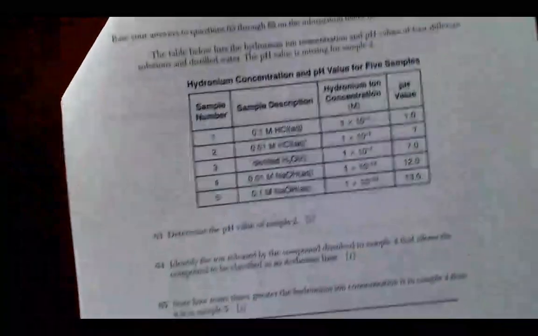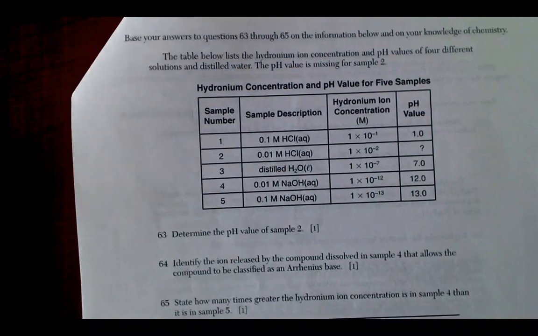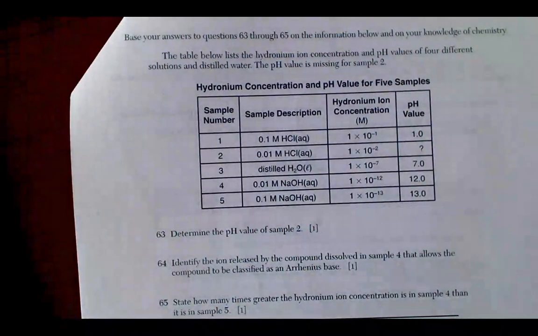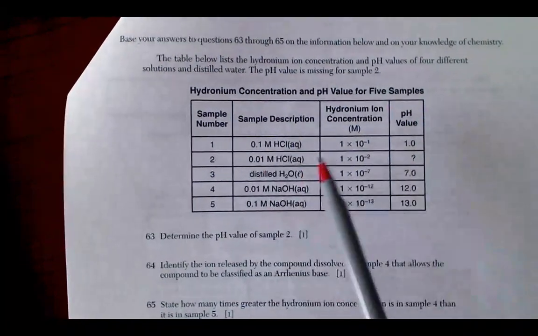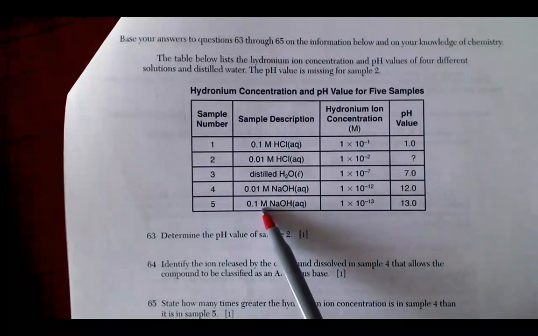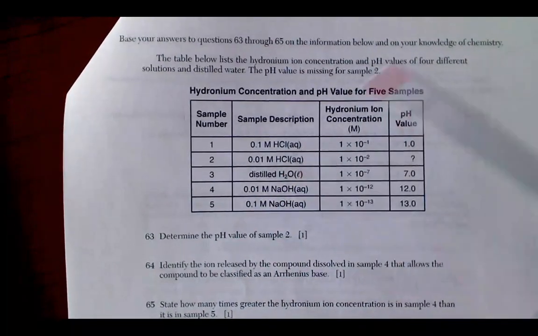Okay, this one we have to use a couple little tricks, little time saver things here. It's going to look tougher than it actually is. The table below lists hydronium ion concentration and pH values of 4 different solutions and distilled water. So another acid-base related question. The pH value is missing for sample 2. So we've got here 5 samples of stuff. It tells you what the samples are. There are different concentrations of HCl and of NaOH, much like we just saw in the last question. And then we've got some water.